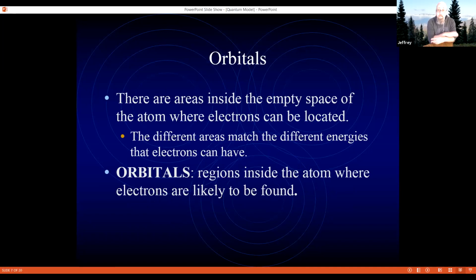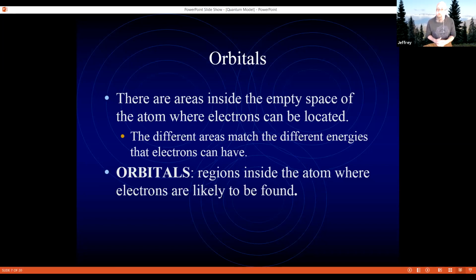Schrödinger called these areas of space, these different shapes where electrons are likely to be found, orbitals. So it's kind of like a nod to Bohr's model, like paying homage to what Bohr said. Orbits wasn't right, so we're going to change the word, and we called it orbitals. An orbital is a region of space inside the atom where electrons are very likely to be found, where there's a high probability of electrons existing.